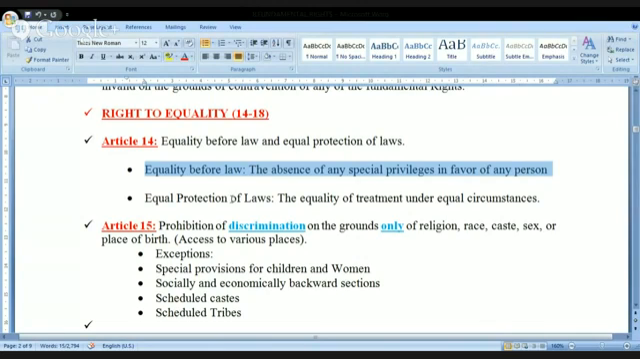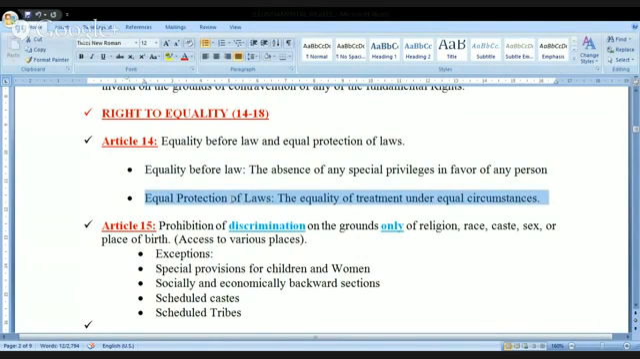Similarly, when it comes to equal protection of the laws, what do you mean by this? This is the equality of treatment under equal circumstances. What do you mean by this equality of treatment? Whenever the circumstances are equal, the citizens should be treated equally. Don't go for a concept of discrimination. Discrimination is not at all permitted. Favoring a person is not permitted. When the circumstances are equal, treat the people equally. That is called equal protection of the laws.